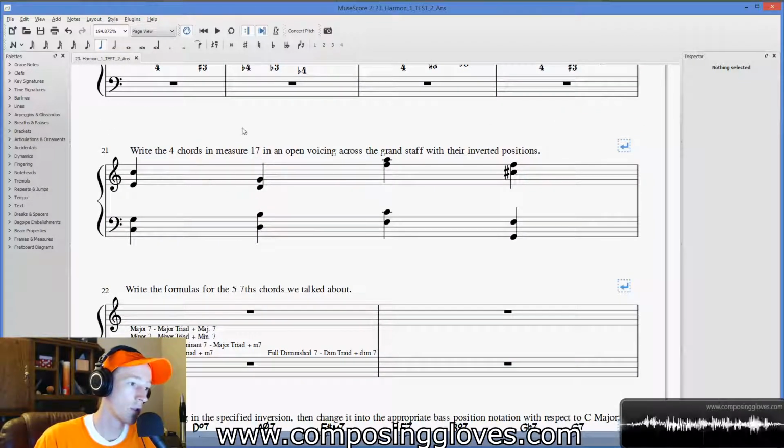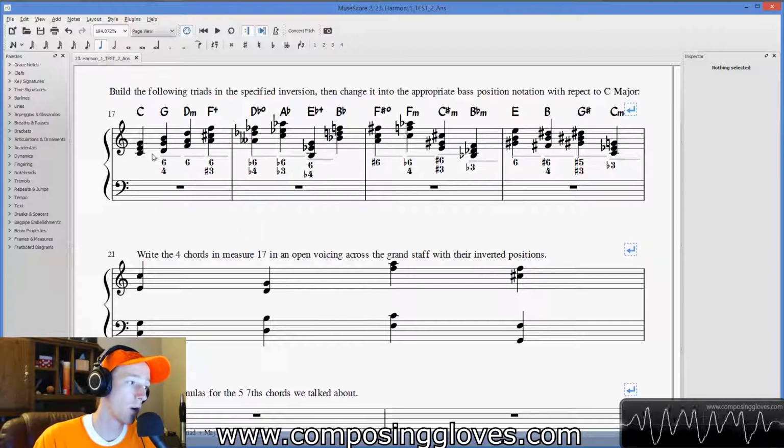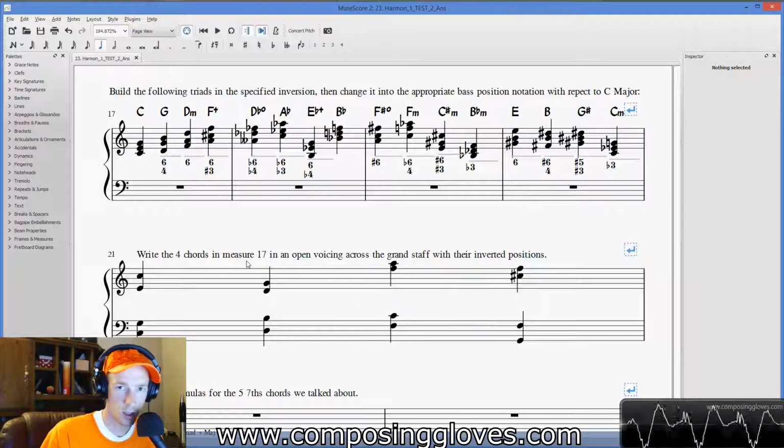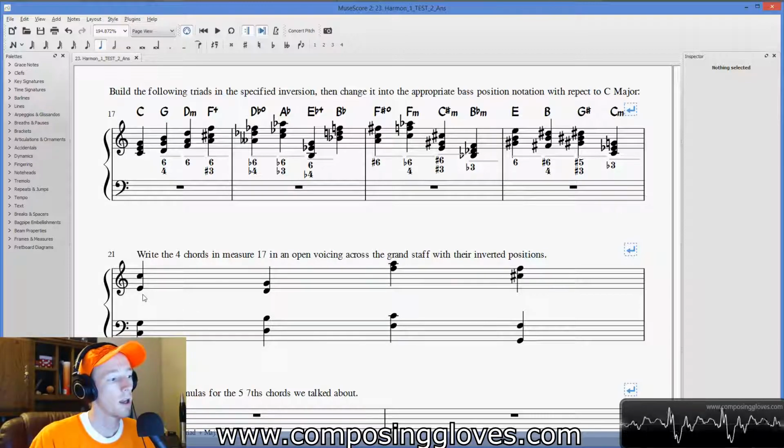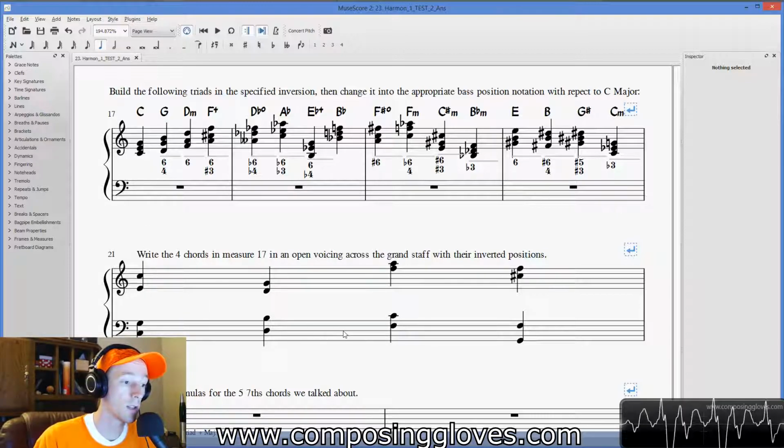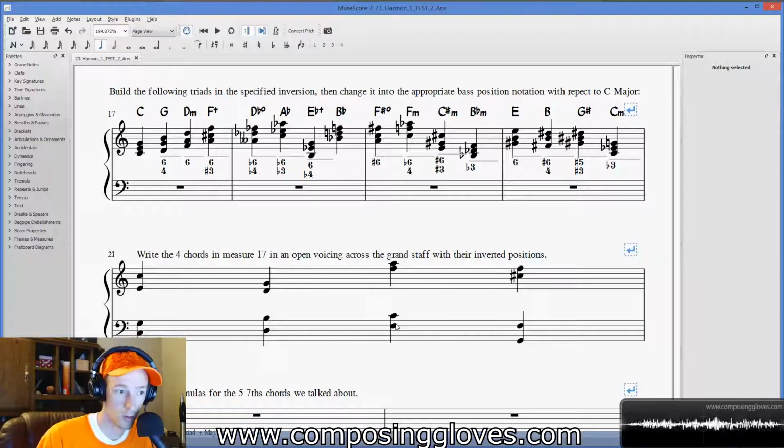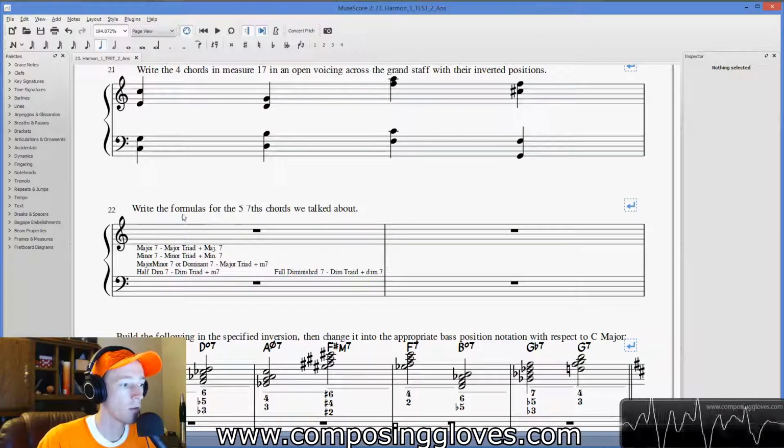Write the 4 chords in measure 17 in open voicing. Okay, so we have these 4 chords. And so here they are across the grand staff, 2 notes in each, because we just want to get used to reading and writing chords like this. And they're open because there is a space where our chords could be closer than they are currently. So it is open.